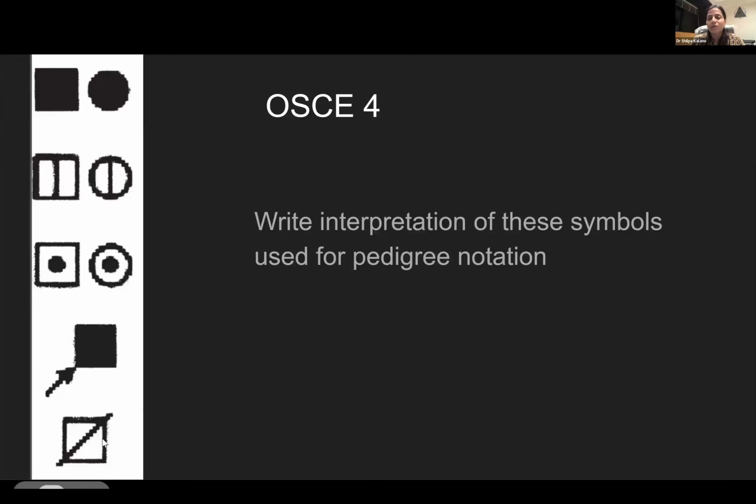Let us talk about the last one. What is the last one? Deceased. What is the second last? Affected male index case. Index case. The first is. Let us see what does it mean.